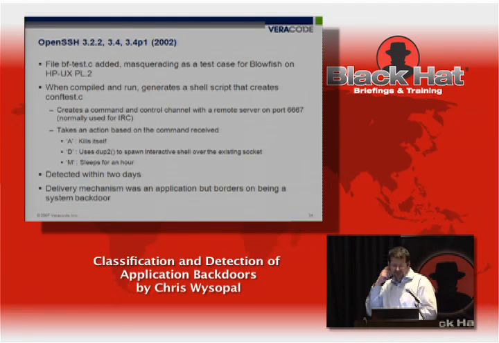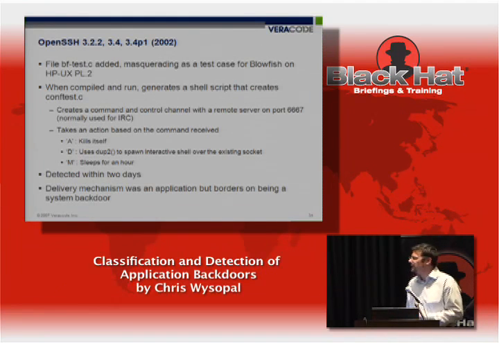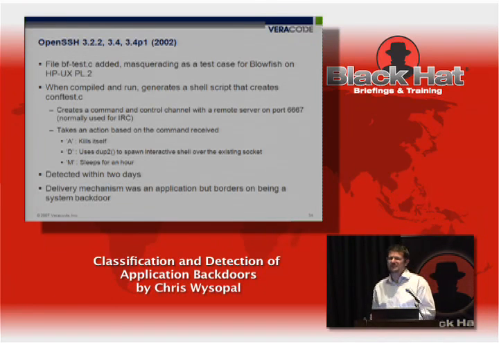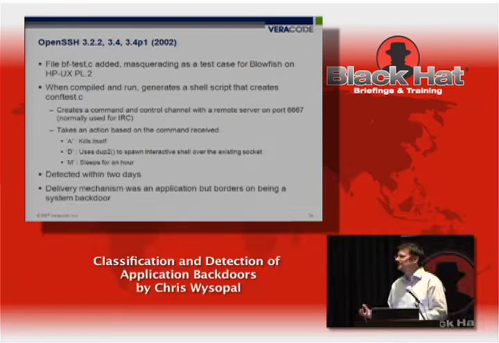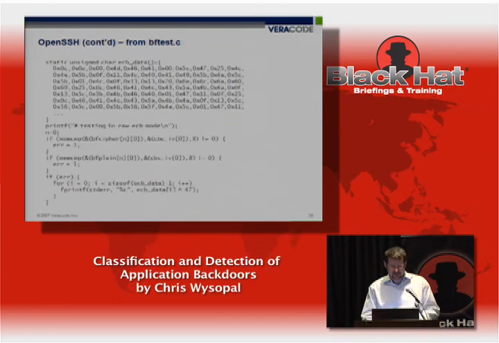Then what the shell script did is it created a command and control channel on the IRC port, which allowed you to have remote shell access. So anyone who built OpenSSH got this system backdoor installed. The delivery method for this was a legitimate application, but it ended up creating and running a separate process on the system. So it's really a hybrid between an application backdoor and a system backdoor.